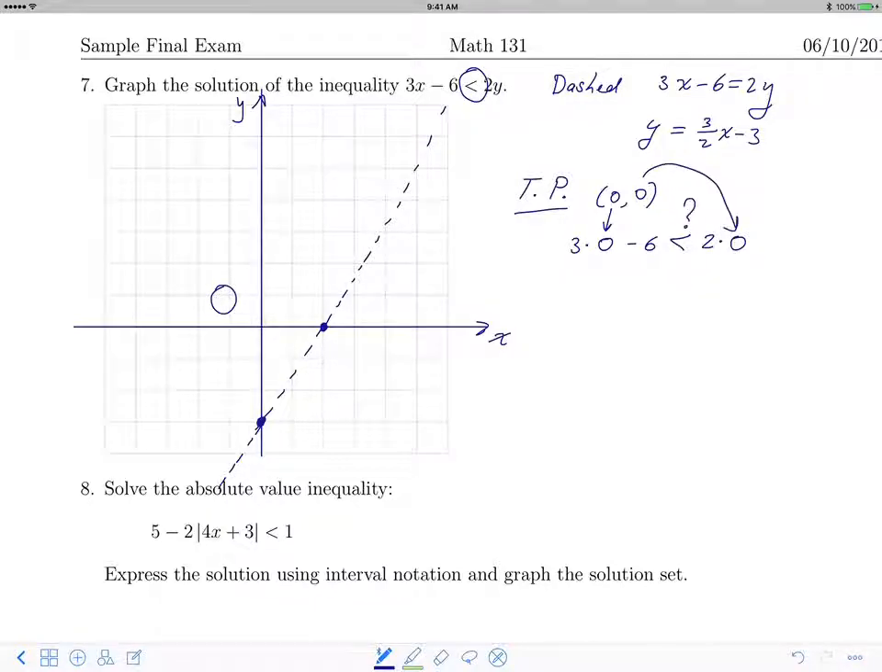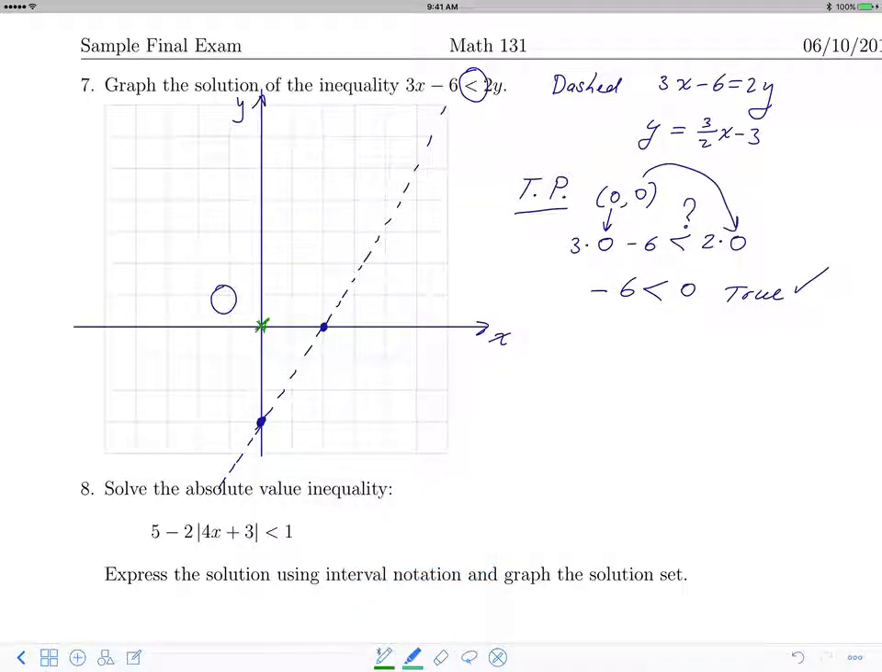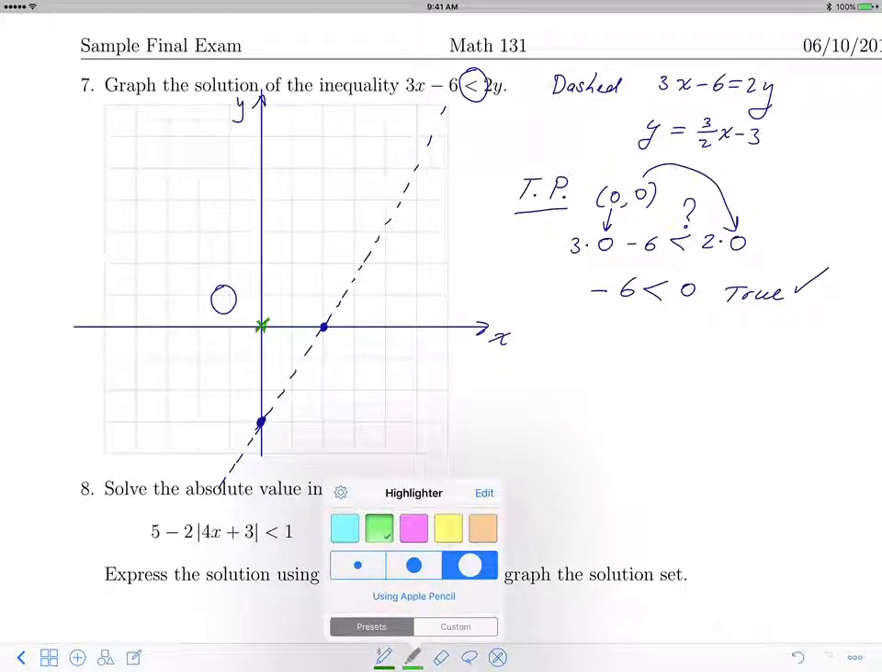And the question is, is this true or false? Let's see. 0 minus 6 is negative 6, less than 2 times 0 is 0. Is that true? Yes, it is. So wherever we tested the test point, which is right here, that is the region that we're going to shade to the left. So the answer to this question is to shade everything to the left.